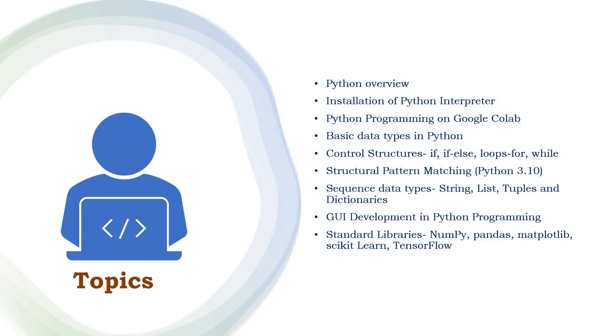Then most importantly, the data types that we have in Python programming, and especially sequence data types like string, list, tuples, and dictionaries. Then we should know about the GUI development libraries like tkinter and other libraries like matplotlib in Python programming, and the standard libraries for which the Python programming language is very popular for development of AI/ML projects.